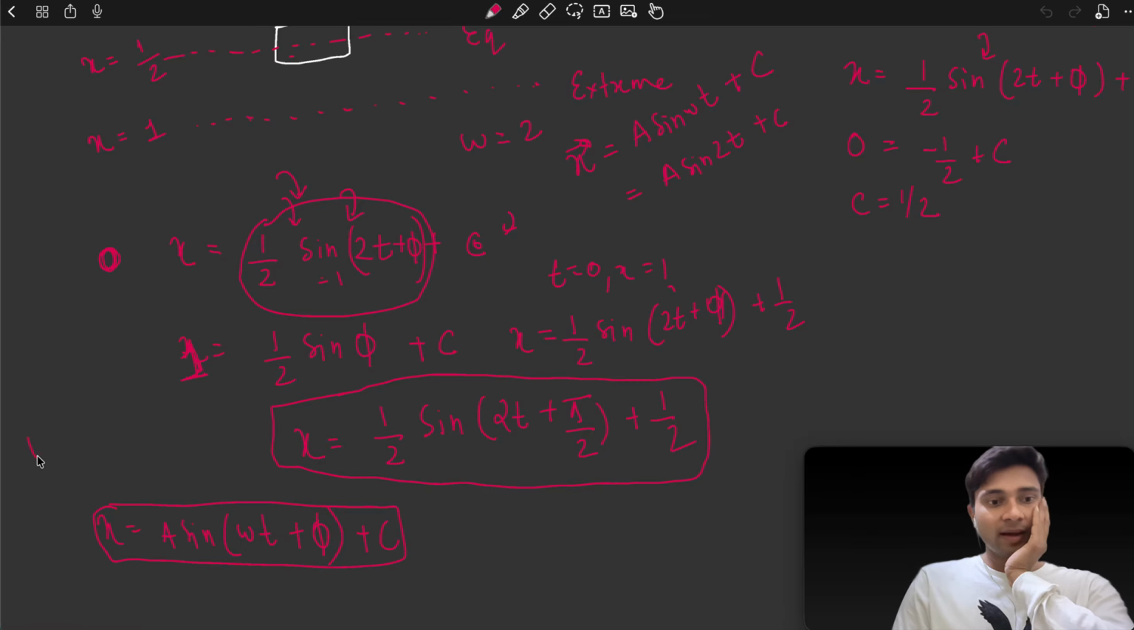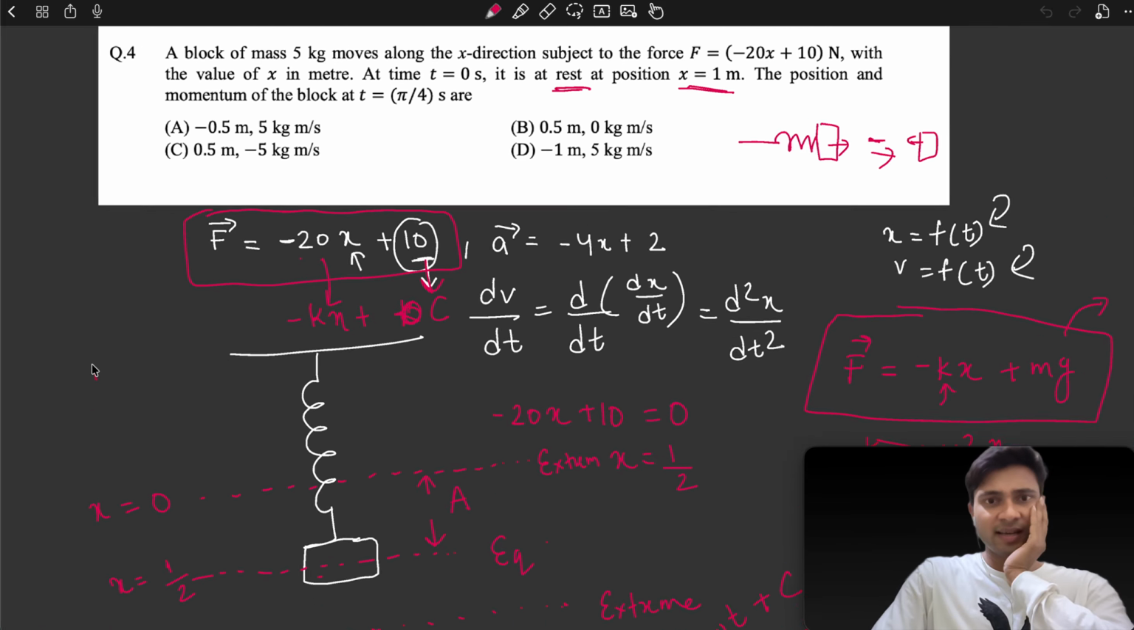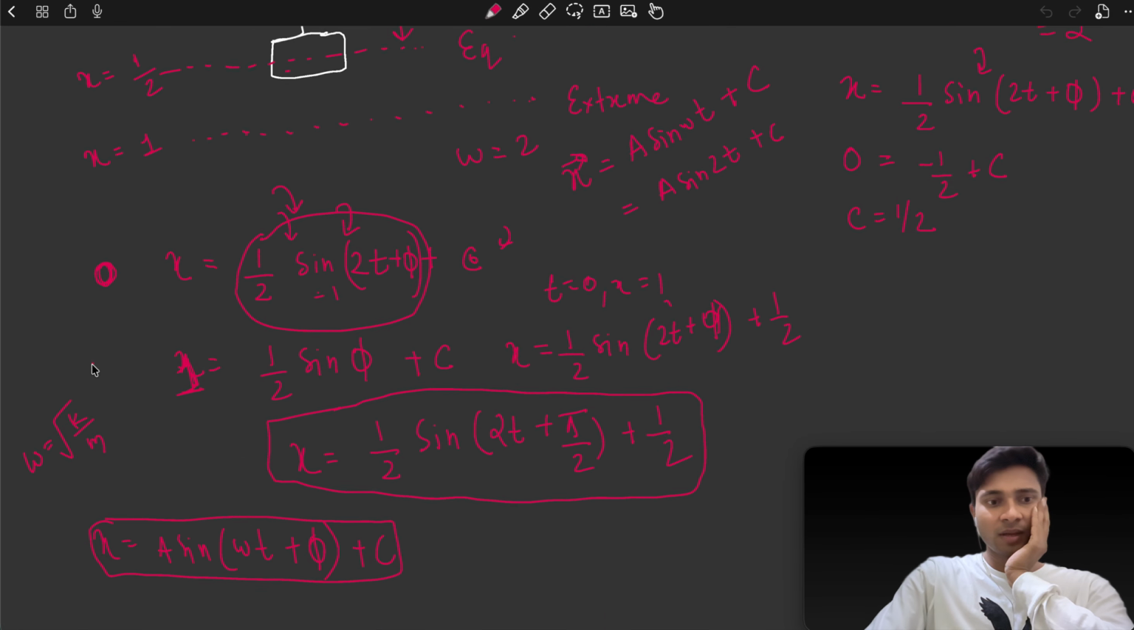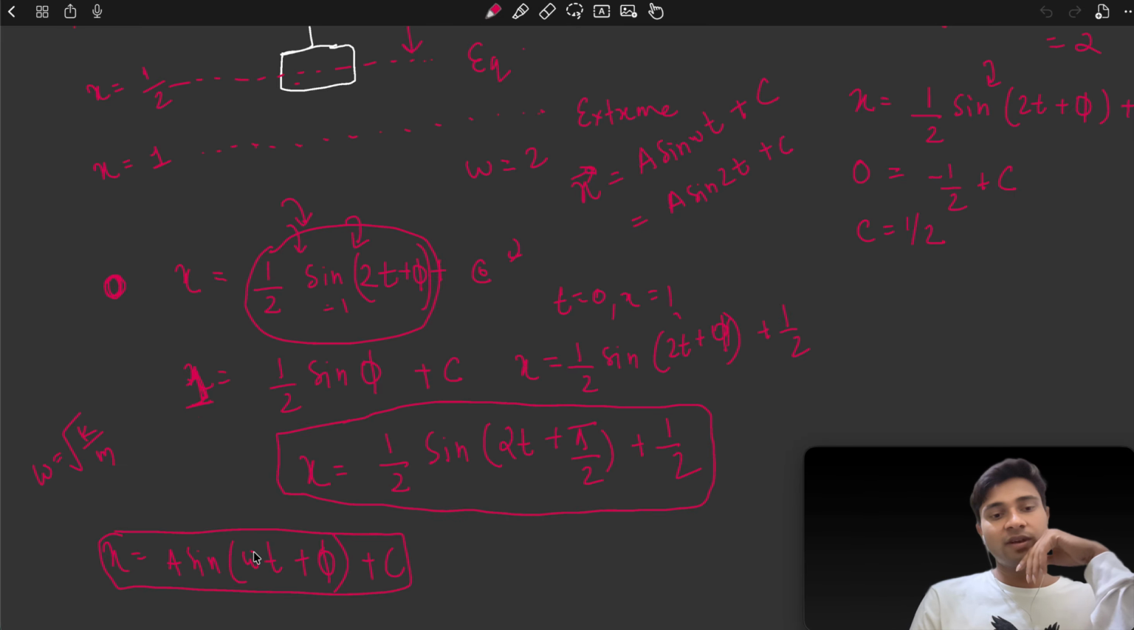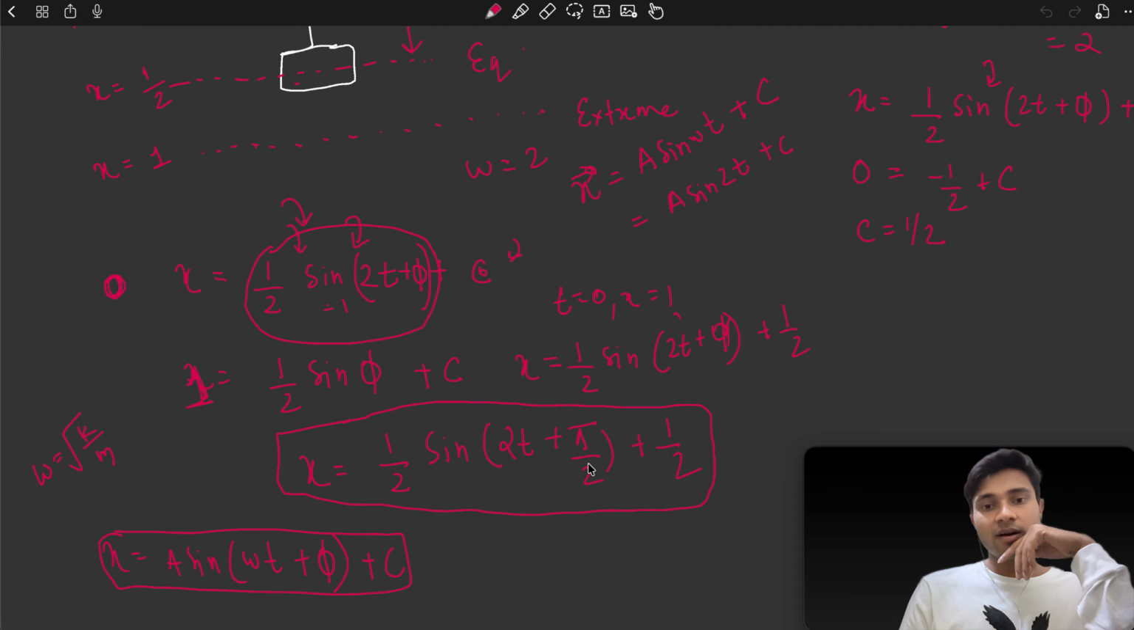Omega, we know, is root k by m. Just by comparing, we can say k is 20, the coefficient of x. So k was 20 and mass was given, so I figured out omega comes out to be 2, A is 1 by 2, and by simple mathematics the extreme positions should be 1 and 0.